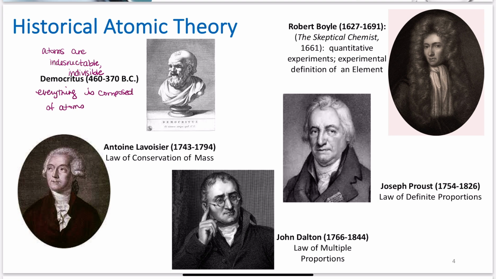Next up, we have Robert Boyle, and we will revisit him throughout some of our studies, like Boyle's law and our gas laws. But Boyle was the first one that really started looking at experimentation. He wrote the book The Skeptical Chemist in 1661, and he did a lot of quantitative experiments. He was the first one to develop the experimental definition of an element, but he also helped emphasize the importance of experimentation and empirical observation.